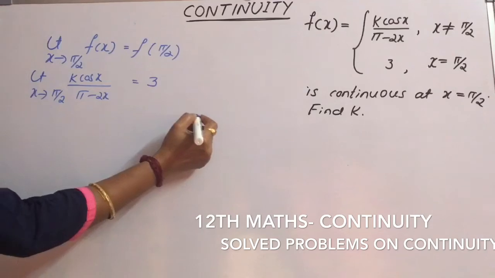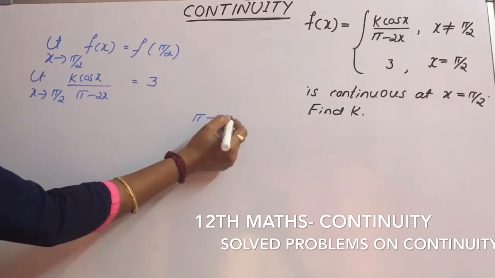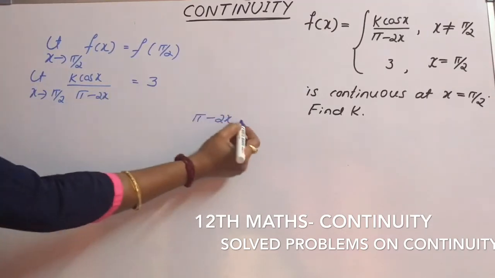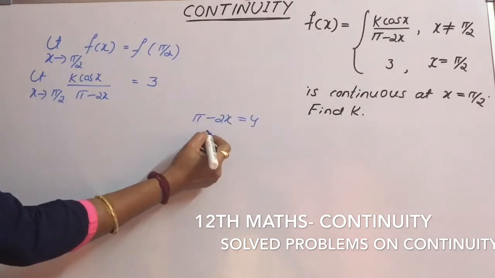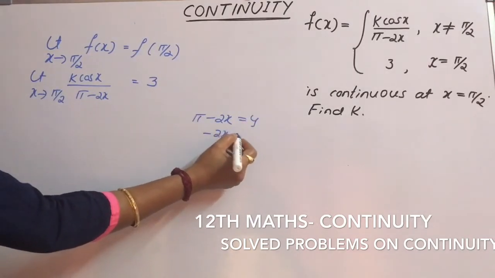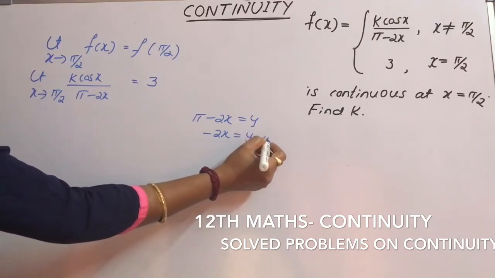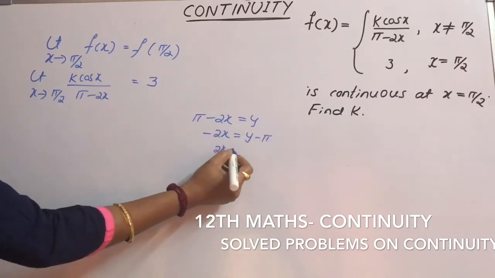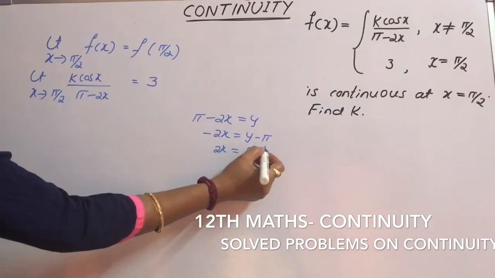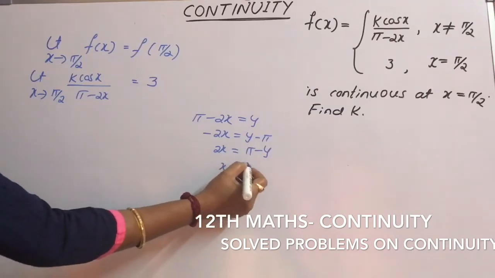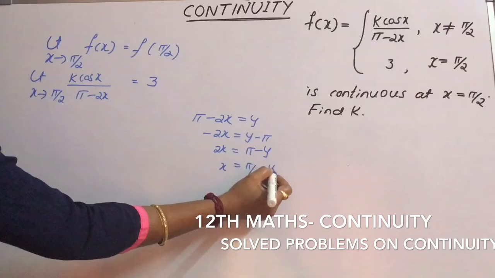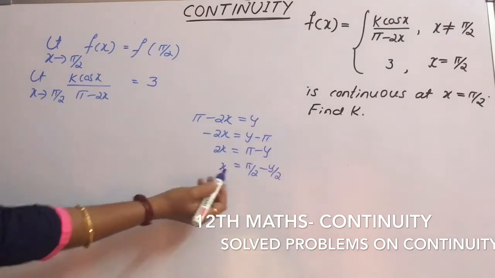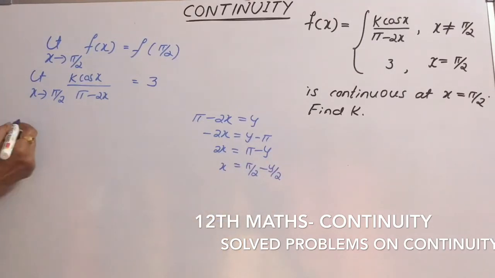Now we have to find the limit of the function. To find the limit, let us use substitution method. Take pi minus 2x as y. If we simplify this, minus 2x becomes y minus pi. So 2x becomes pi minus y. So x is equal to pi by 2 minus y by 2. If we back substitute these values in the function, we'll get limit. Earlier it was x tending to pi by 2. Now it will be y tends to 0.